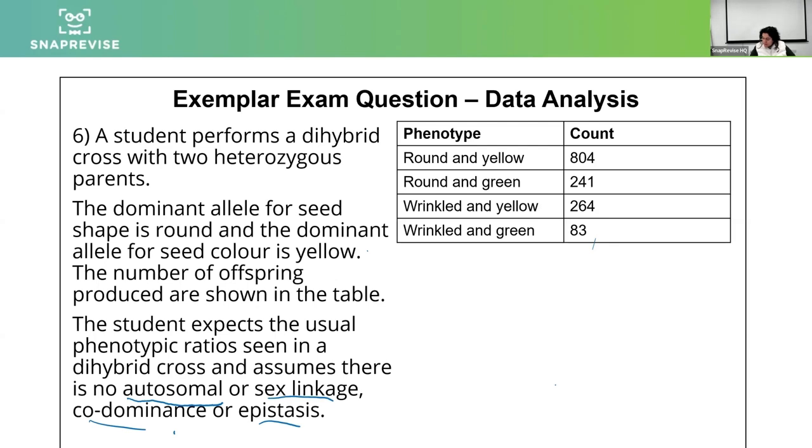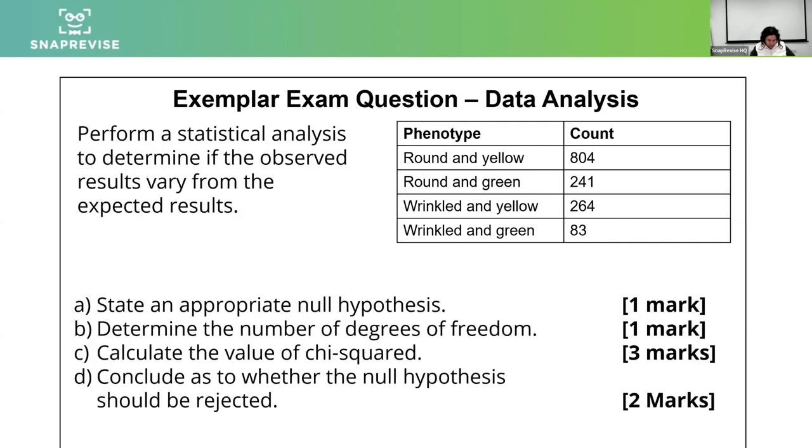So let's look at our context and command word and so on. So what does the question want me to do? Perform a statistical analysis to determine if the observed results vary from the expected results. State an appropriate null hypothesis for 1 mark, determine the number of degrees of freedom, calculate the value of chi-squared, conclude as to whether the null hypothesis should be rejected.